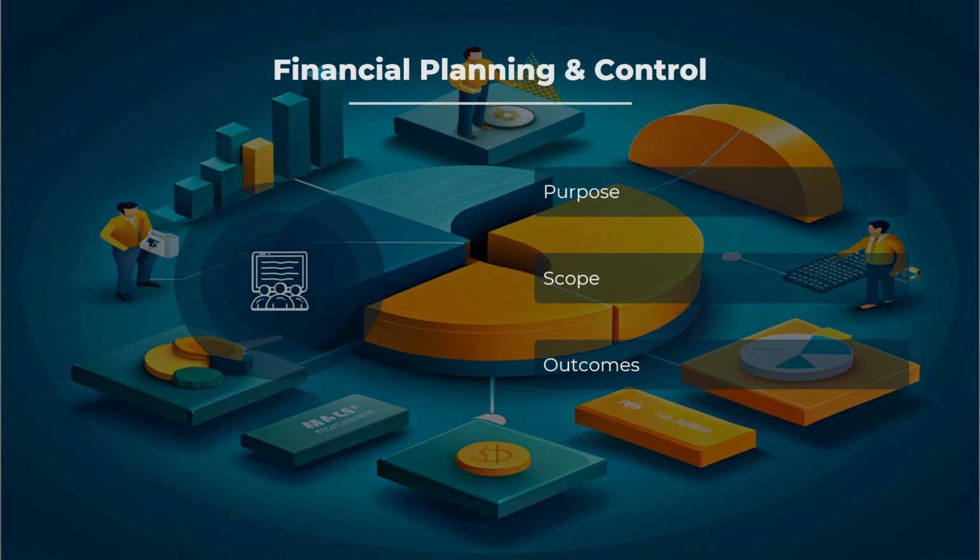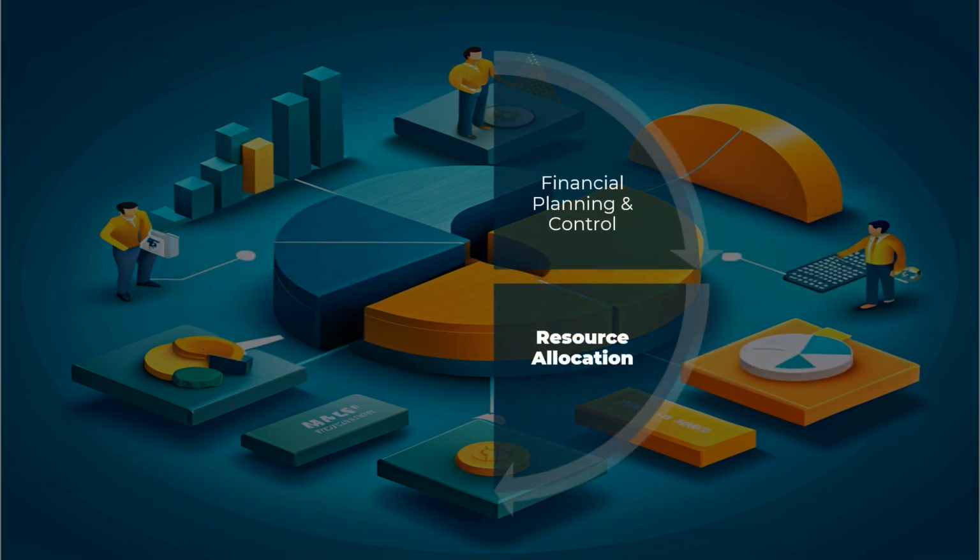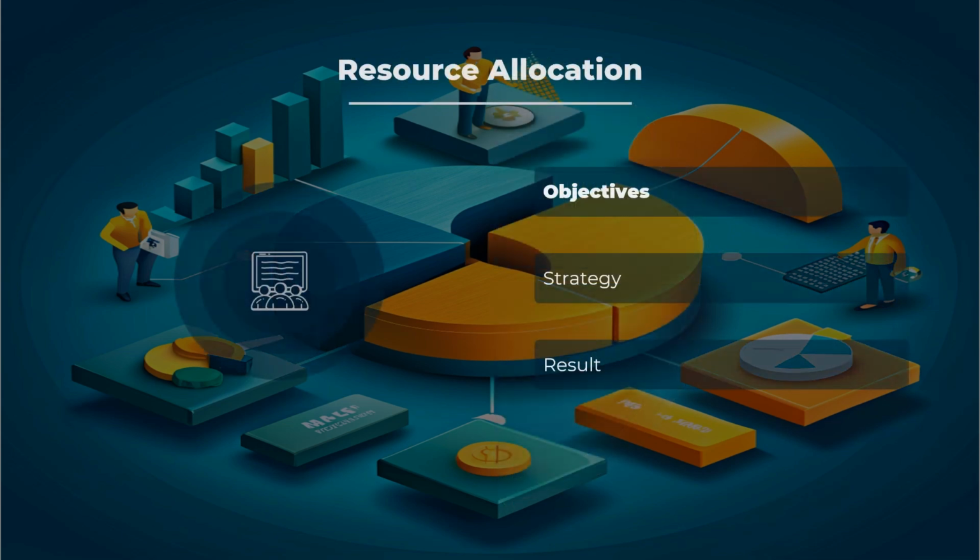Scenario: in a healthcare project, financial planning ensures all costs, from equipment procurement to staff salaries, are accounted for, helping to prevent budget overruns. Resource allocation. To allocate resources efficiently and effectively, ensuring that all project activities are adequately funded. Assign costs to specific tasks and activities based on their requirements and priorities. Optimizes the use of resources, preventing overallocation or underutilization.